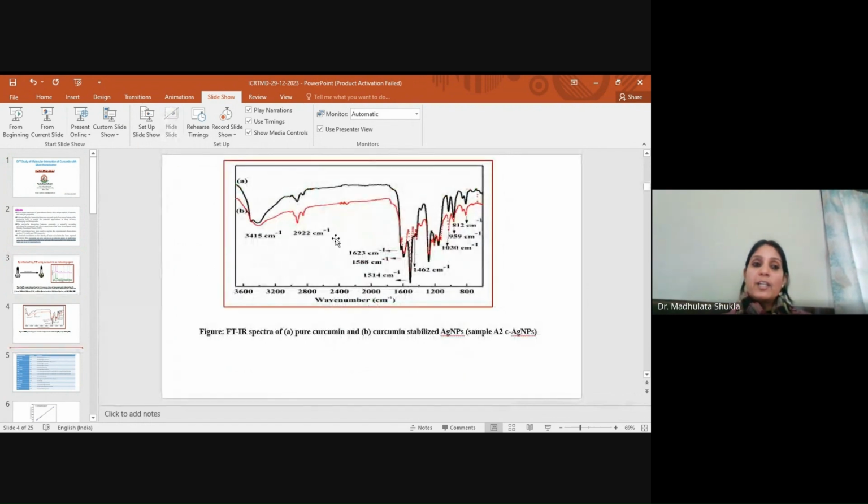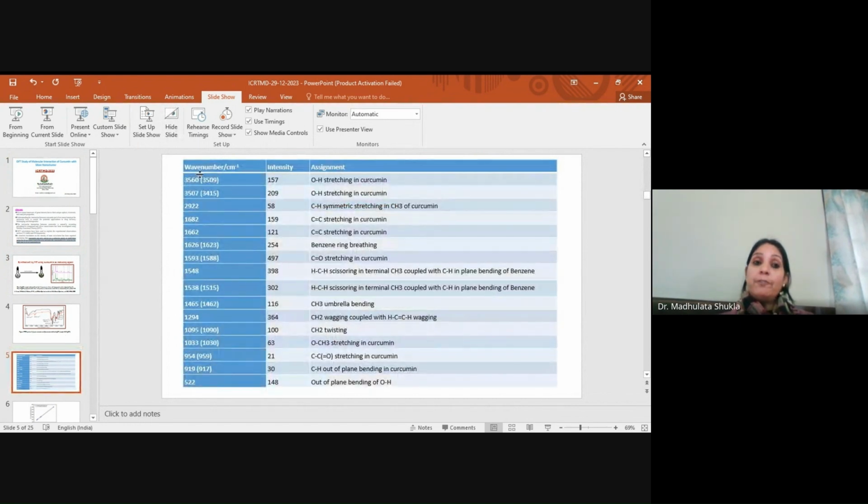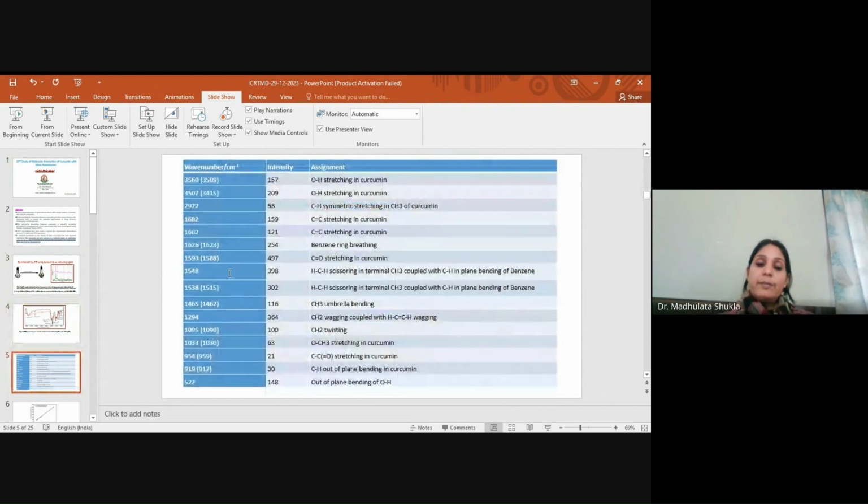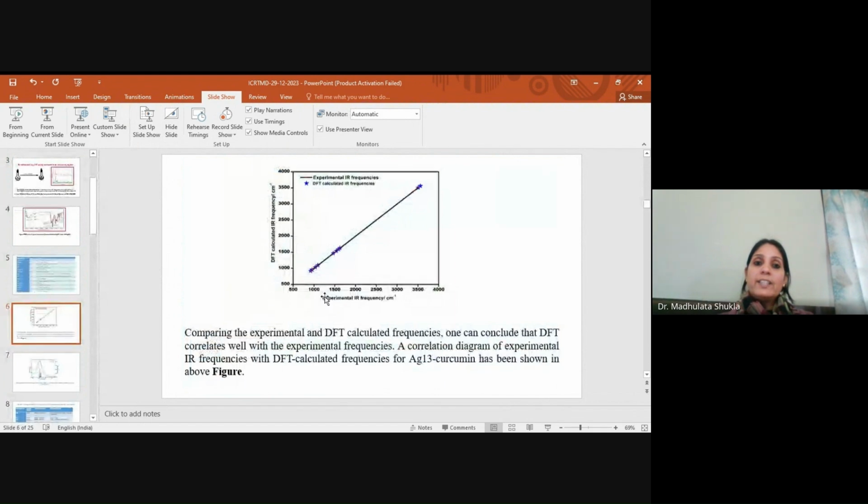Next, this is the IR spectra of both the complexes A1 and A2, and these are the IR frequencies calculated from the DFT calculation. All these peaks have been assigned using the DFT IR frequency calculation. We have correlated the experimental and DFT data for the IR frequency, and we found a very good correlation between the experimental and theoretical cases.